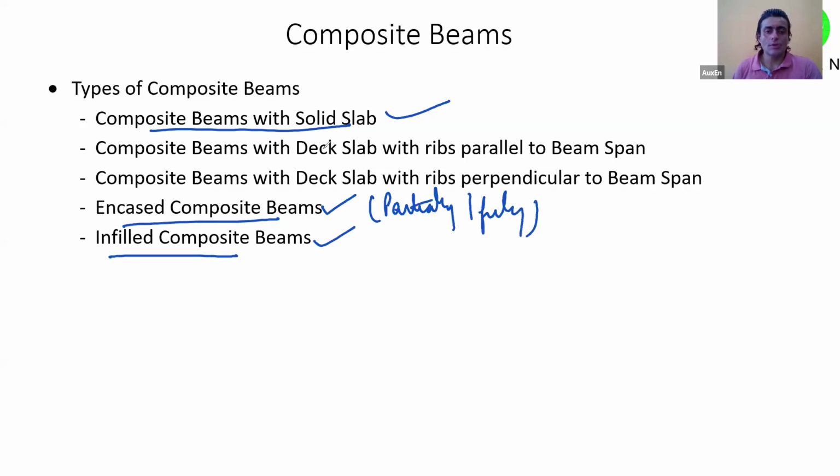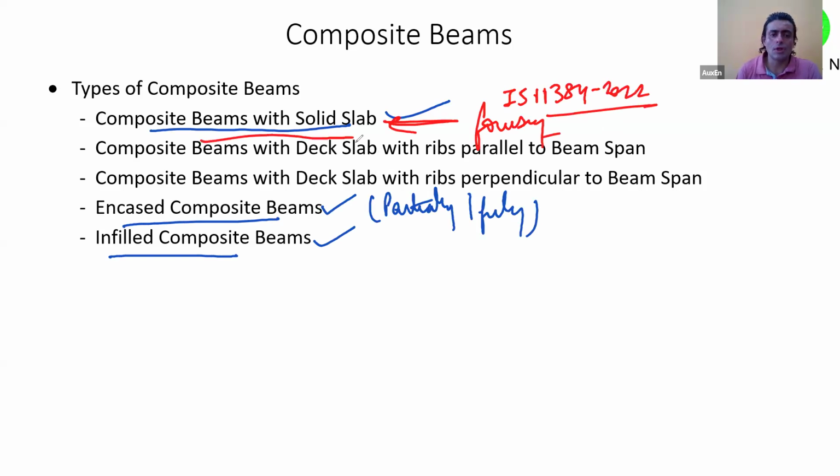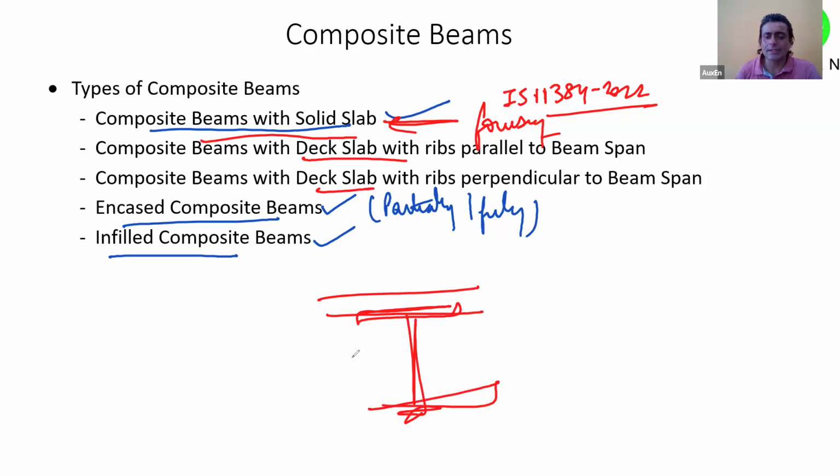Now, most of the Indian standard that you will see is focusing more on this. The Indian standard is focusing only on composite beams with solid slab and composite beams with deck slabs. That means where you have a beam and on top of it you are putting the RCC slab. Now that RCC slab can be in the form of solid slab or deck slab filled with concrete. But the Indian standards are only focusing on these three items.